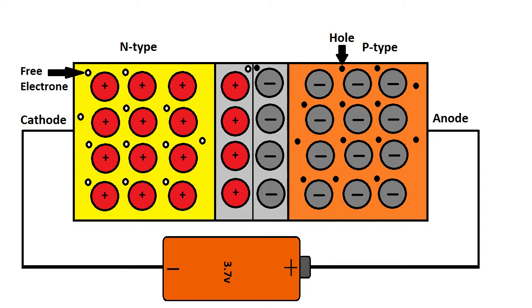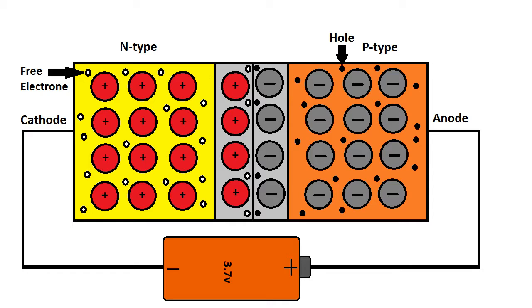The electrons and holes go to the junction. The connecting surface of the p-type and n-type semiconductors is called the junction. So the electrons and holes come to the junction and the holes are filled by the electrons, so current can flow.